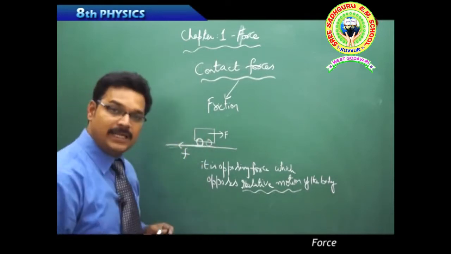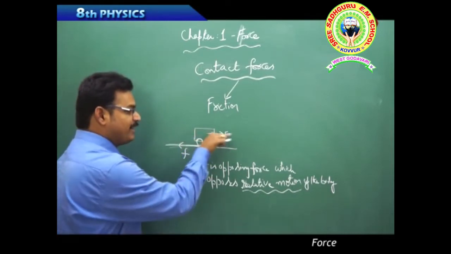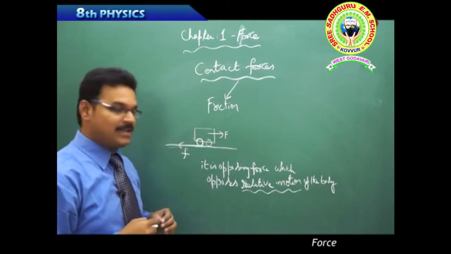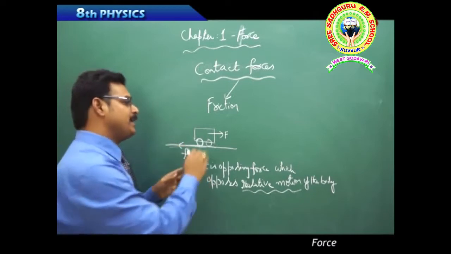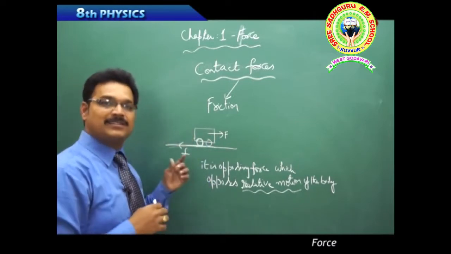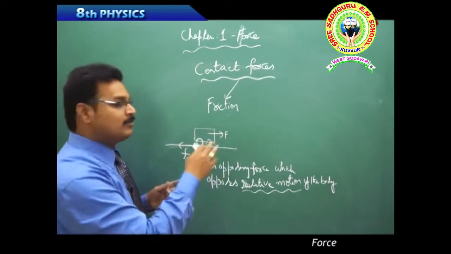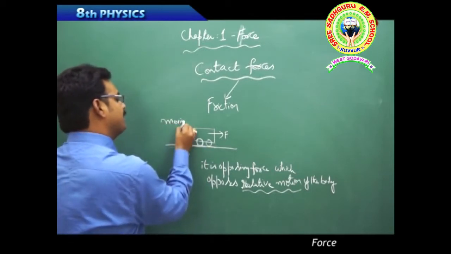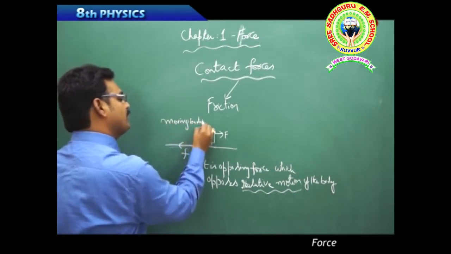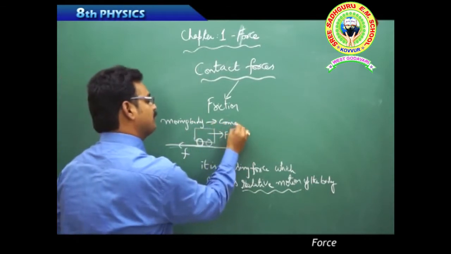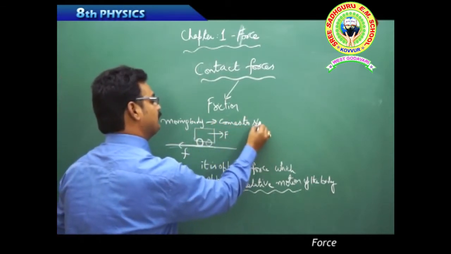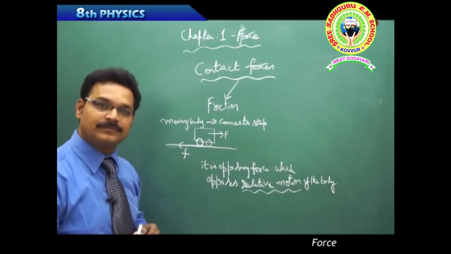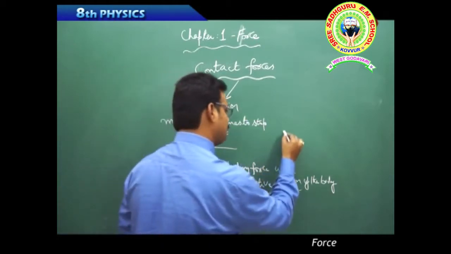See this example once again. This body is moving in the forward direction because of force F. And the friction force is there and we are not applying any external force. Because of friction, after some time the body comes to stop. So here the moving body comes to stop because of friction.